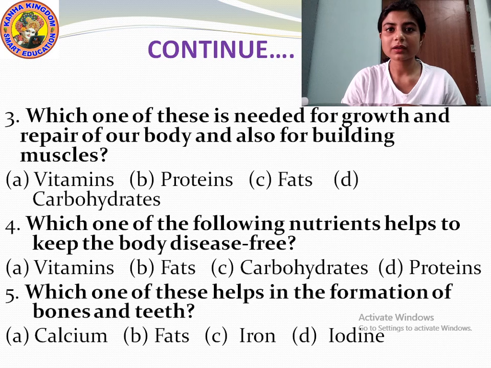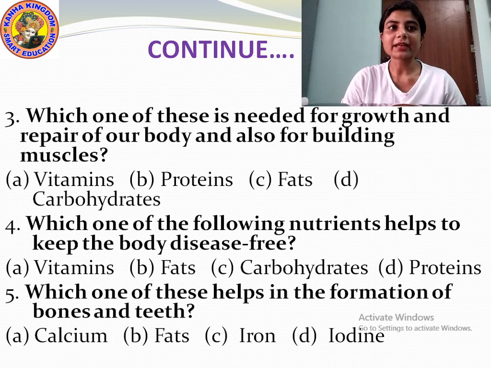Proteins. Okay, then number four, which one of the following nutrients helps to keep the body disease free? Which nutrient keeps our body free from disease? The options are vitamins, fats, carbohydrates, proteins. The answer is A, vitamins.